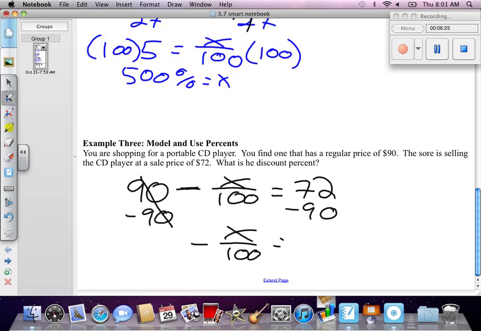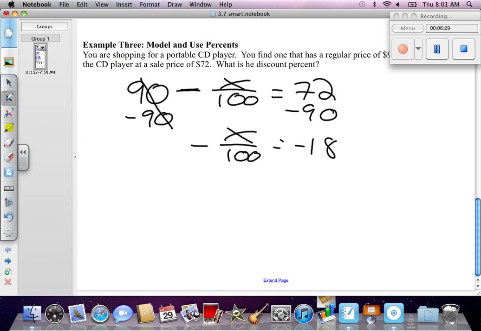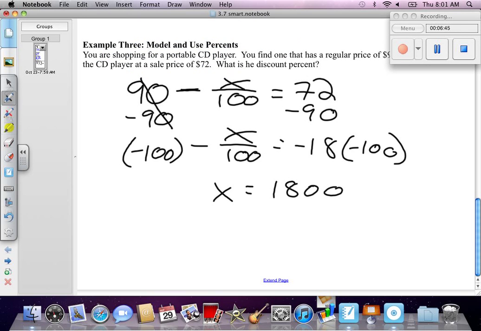x over 100 equals negative 18. Now I am going to multiply both sides by a negative 100. And I get x equals, it seems like a very big number. I think Miss Murphy set this up wrong. We should not get 18,000%. So what did I do wrong? Let's think about this. What did Miss Murphy do wrong? We've got $90, we know is the original amount.